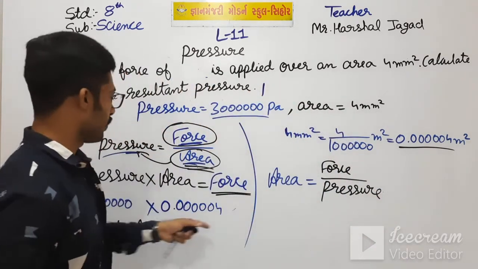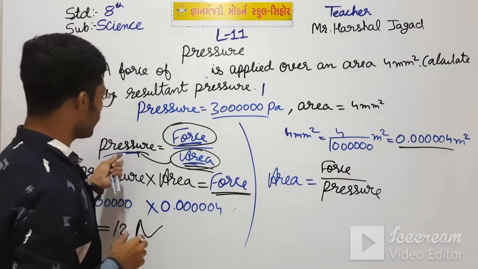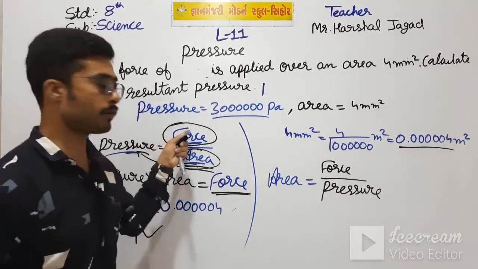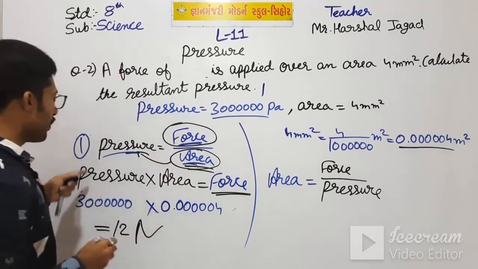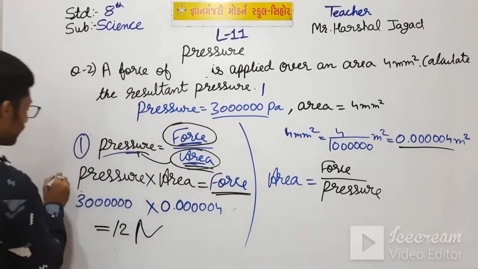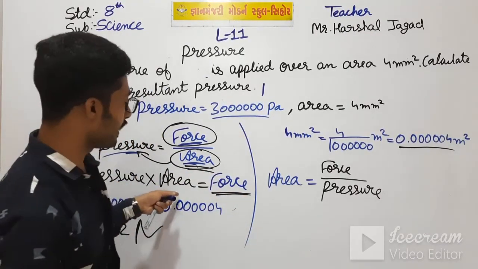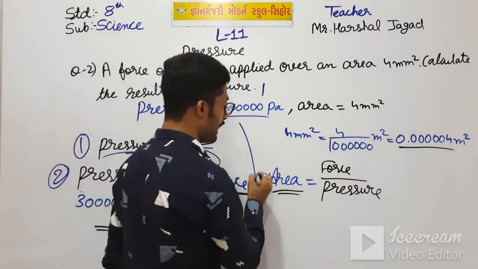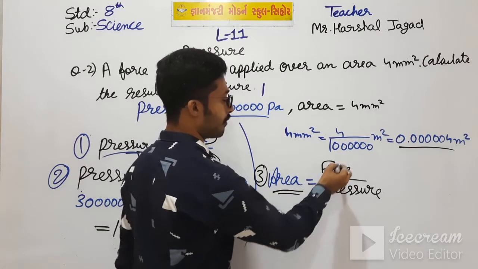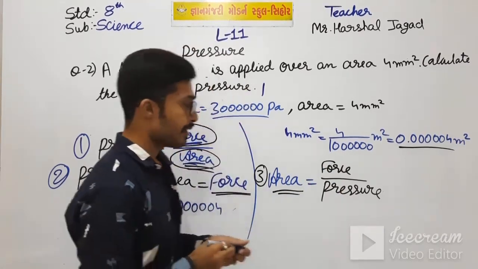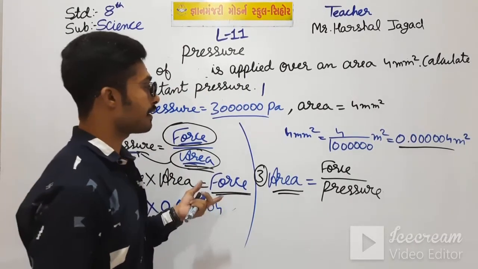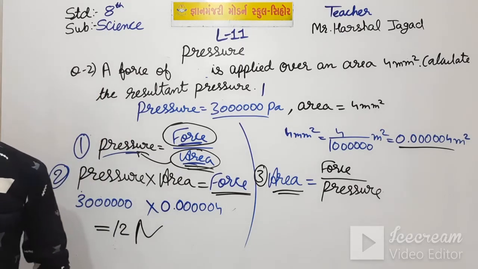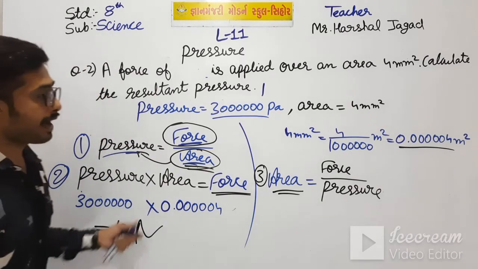Okay students, so if we have to find the pressure, here is the formula, that is formula number 1, pressure is equal to force upon area. If we have to find the force, here is the second formula, that is pressure into area is equal to force. Okay students, and if we have to find the area, here is the third formula, that is area is equal to force upon pressure. Here are the three cases that the sum can come. Okay students, if you have to write, you can write this.